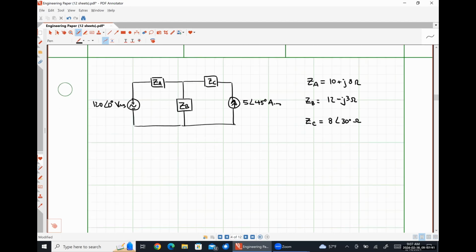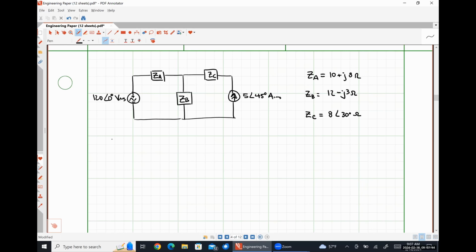So what I want us to determine is the average power absorbed by impedance ZA, the apparent power absorbed by impedance ZB, and the reactive power absorbed by ZC. We won't necessarily do them in this particular order. Those are just the three quantities that I am interested in.